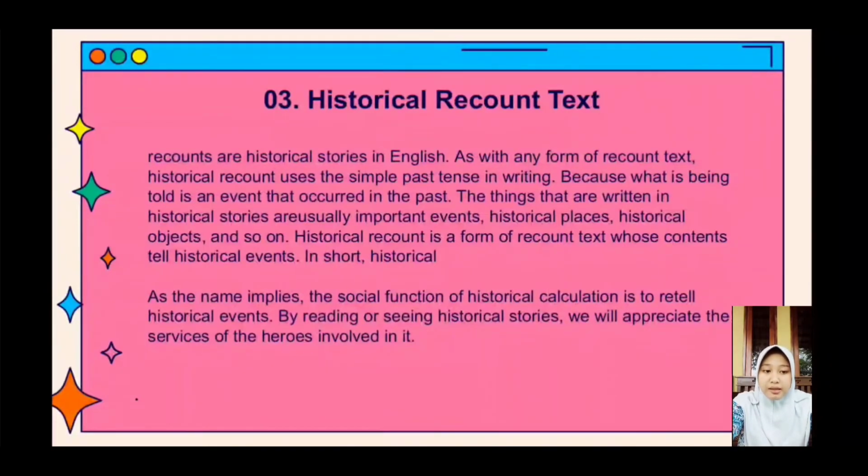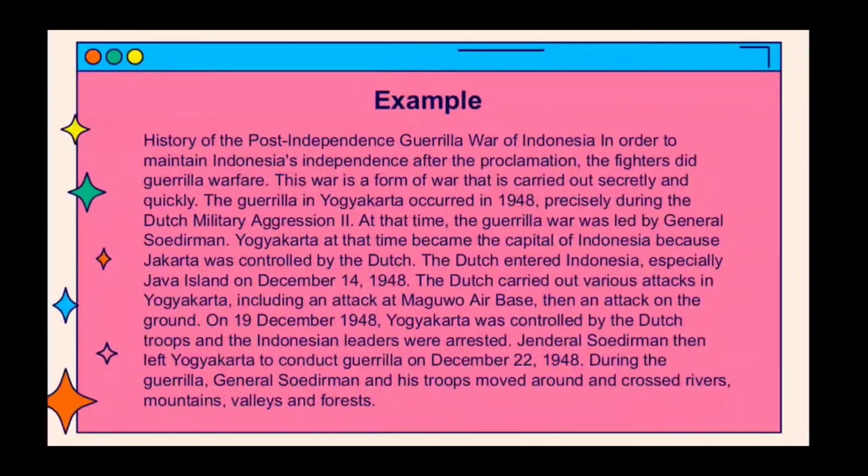Historical recount is a form of recount text whose contents tell about historical events. As the name implies, the social function of historical recount is to retell about historical events. By reading or seeing historical stories, we will appreciate the service of the heroes involved in it. So, this is the example of historical recount text.